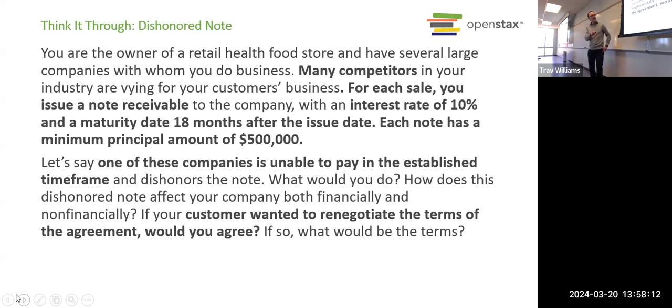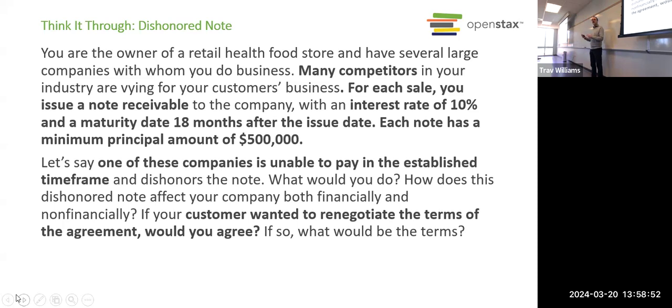However, one of our clients is not able to pay within the 18 months. They contact us, they want to renegotiate the terms. So let's think about this. We sold them something, health food. We sold them $500,000 of health food 18 months ago. We've already earned $75,000 of interest. But now they owe us $575,000 and they say they can't pay us. What should we do?